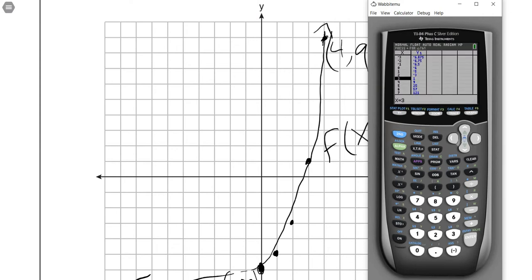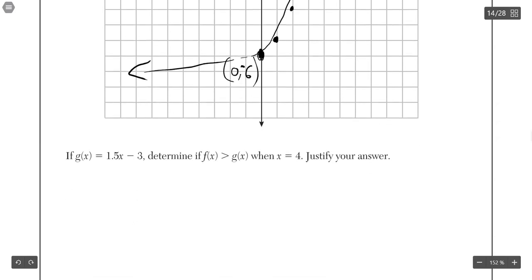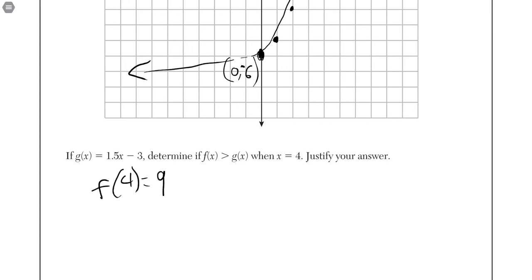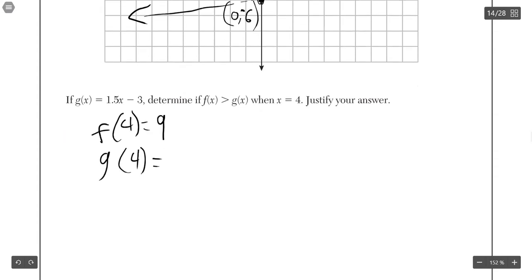4, 9. So f of 4, meaning when x is 4, the output y is 9. Now what's g of 4 going to be? So we're just going to plug it into this, right? g of x equals 1.5x minus 3.